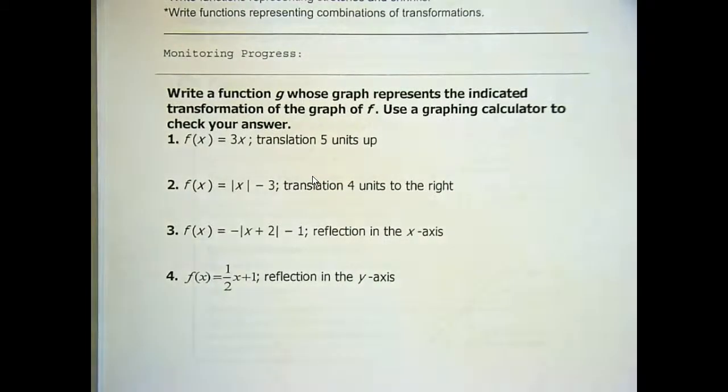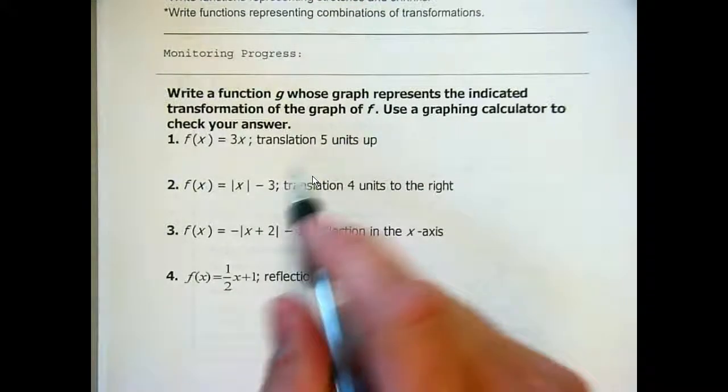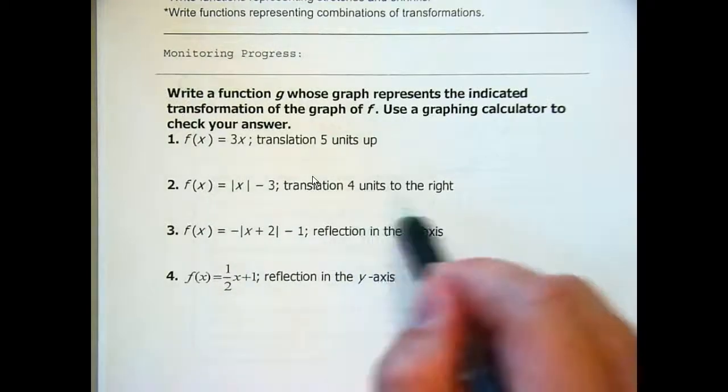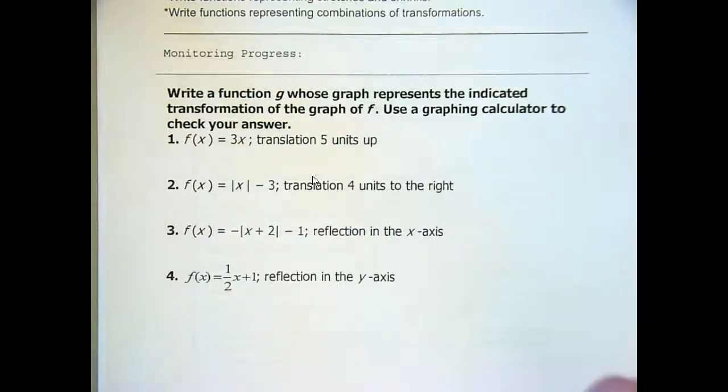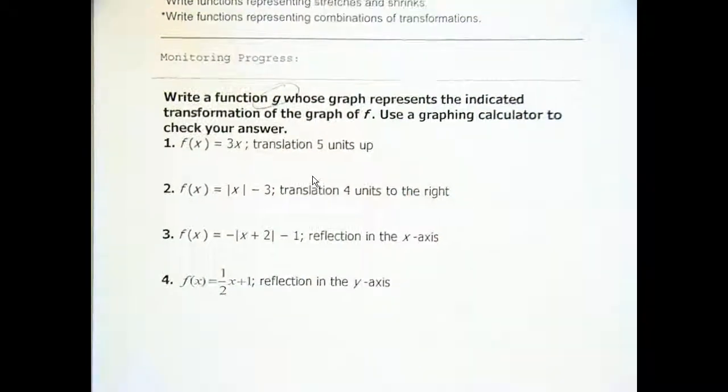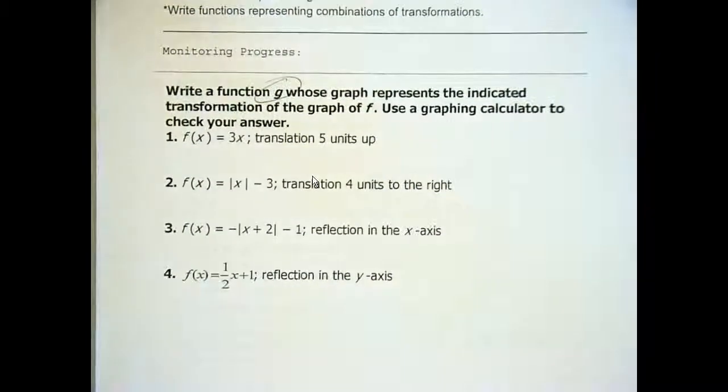You can just talk about it. You can write them down. But you're going to take f of x and translate it 5 up. So write your new function. Same thing with number 2, but you're translating it 4 to the right. Write your new function. Okay? You're going to write your new function as g of x. Okay? Go ahead and work with your groupies here. Get a few minutes on it.